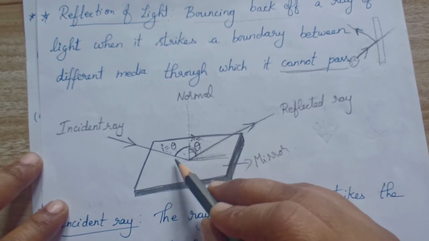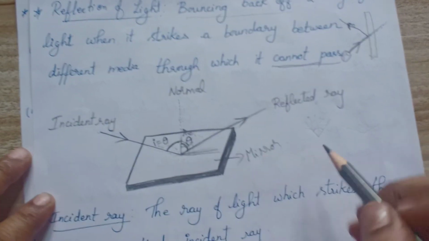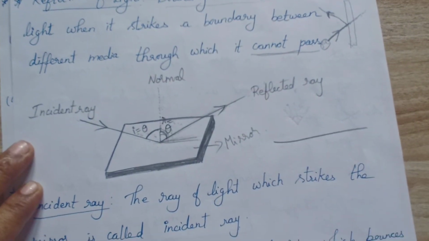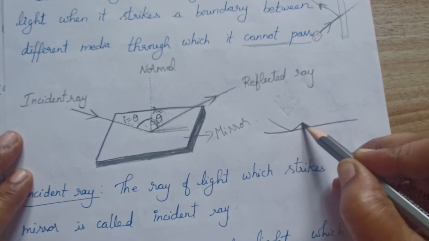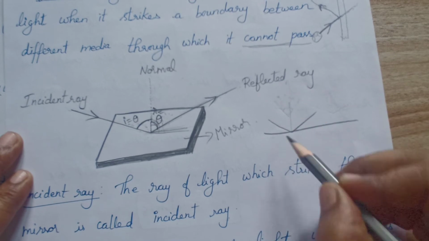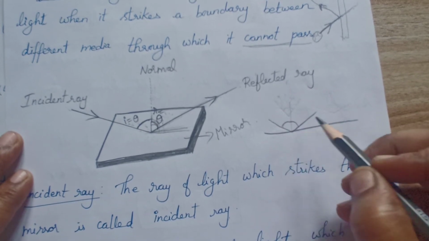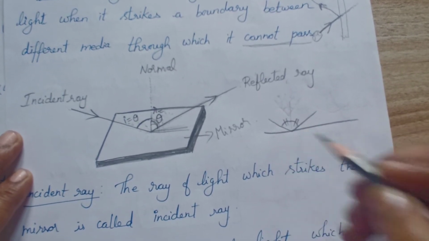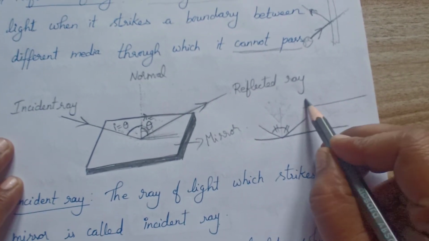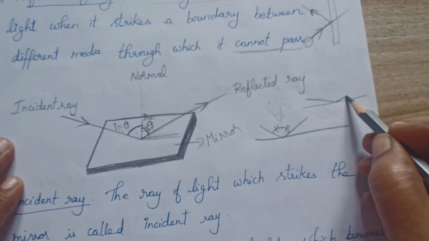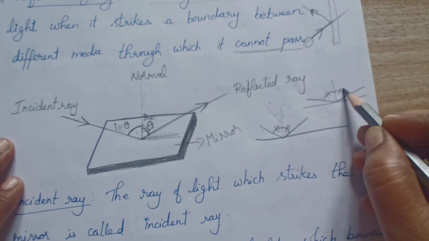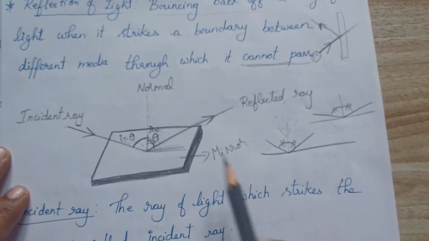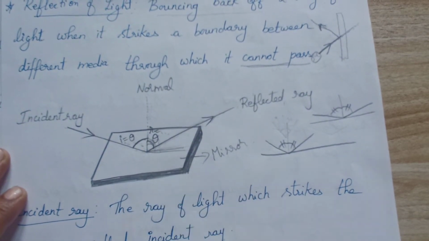Whatever angle it may strike at, for example, this is your medium or boundary. If the incident ray strikes like this, it will be reflected back. With your imaginary line, the normal, this angle is equal to this angle. Both are the same. Even if it strikes like this, it will be reflected back like this. So this angle and this angle are equal. Always the angle of incidence is equal to the angle of reflection. This is the first law of reflection.